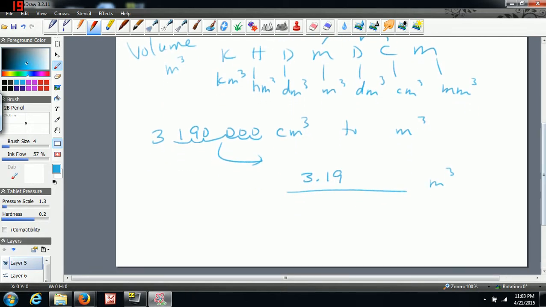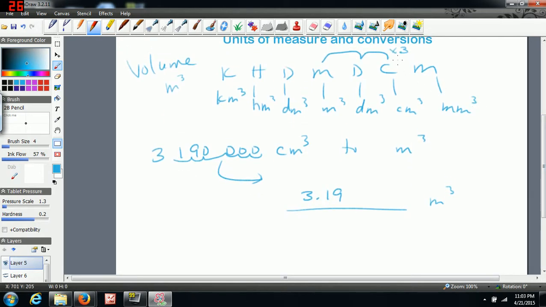Okay. So just like the previous one, where we multiplied by 2 because they were squared, this time, if it's cubed, you multiply the conversion by 3. So it becomes 3.19.